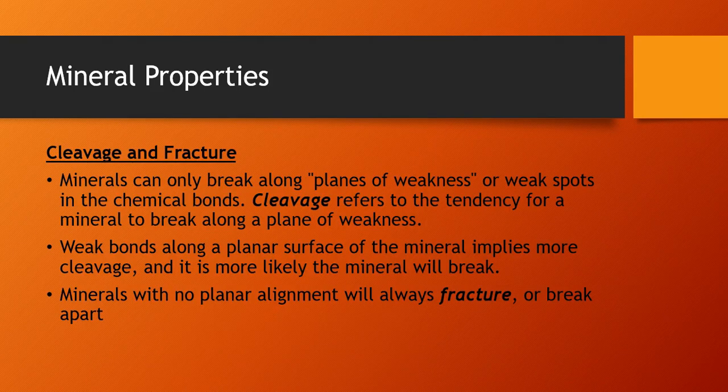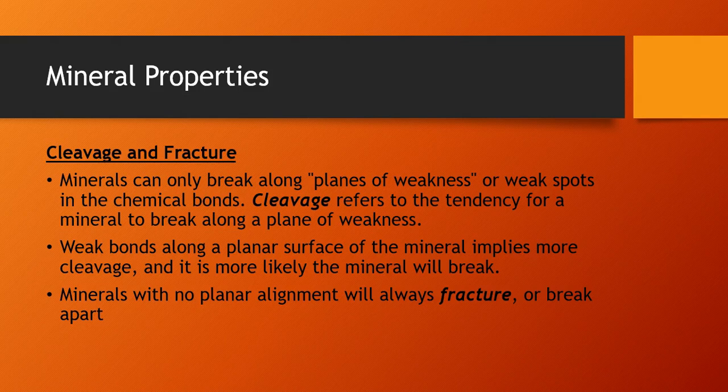Now, in terms of cleavage and fracture, this is referring to how the mineral itself breaks apart. Minerals can only break along planes of weakness or in weak spots of their chemical bonds. So you saw in the image of graphite a few minutes ago those flat planes. There we can have those planes break apart very easily. If you have a giant chunk of graphite, you'd be able to break it apart along one of those planes relatively easily. So when we talk about cleavage, we talk about the tendency for it to break along a particular plane of weakness like that.